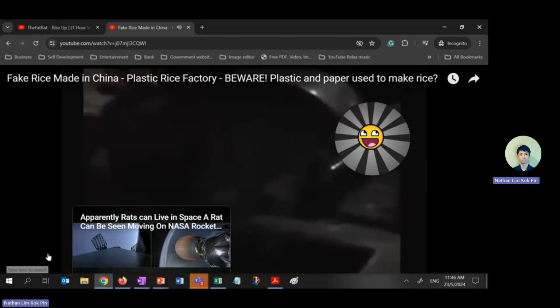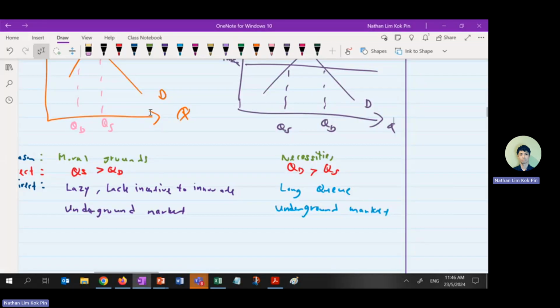Chinese, you can get it by smart. So it means that even rice has an underground market.